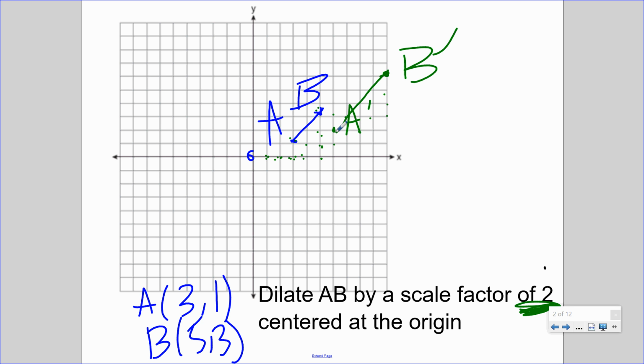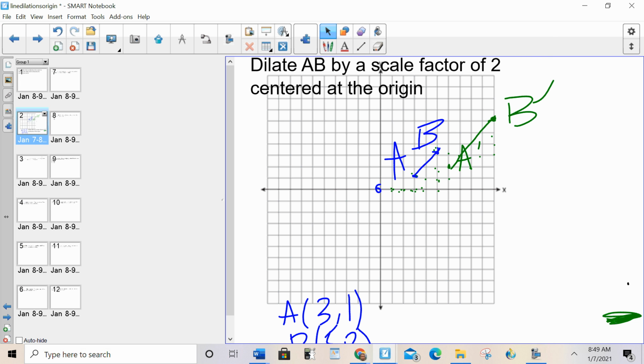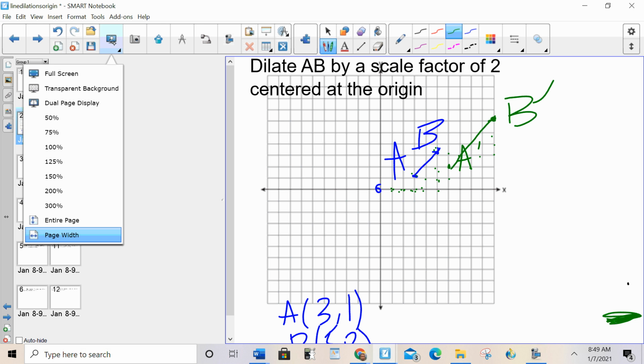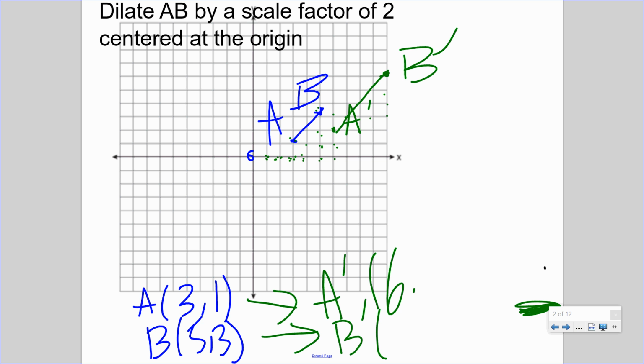First off, let's write the coordinates of the new points. A prime is now (6, 2). B prime is now (10, 6).